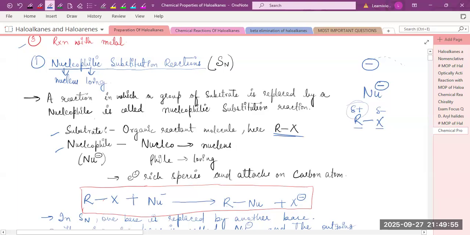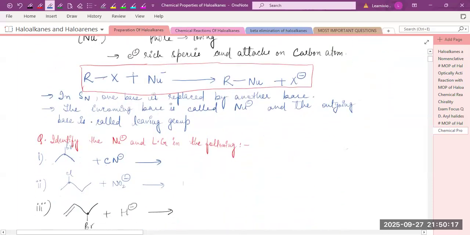So what is nucleophilic substitution reaction? Substitution is basically a replacement. You will replace one group with another group. So here, nucleophilic substitution reaction is the reaction in which a group of substrate is replaced by a nucleophile. See, the basic general reaction is this: this is your RX, the substrate, alkyl halide, and this is a nucleophile.